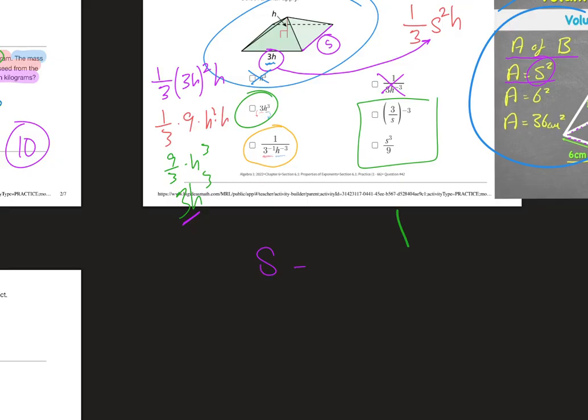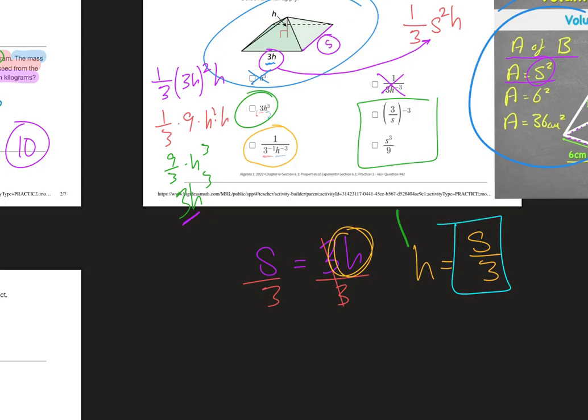We know that a side length is 3H, so we could divide by 3 on each side and get that the height is really S over 3. And so if we were to take this, let me switch colors so you can see more clearly what I'm trying to do. If we were to take this and plug it in here, would that give us what we're looking for?